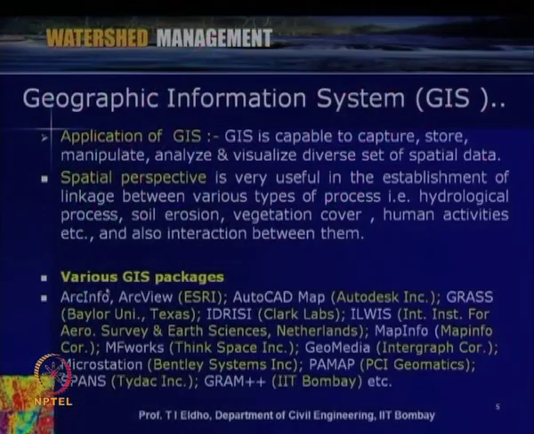For example, how the human interaction takes place within a watershed, or how the vegetation cover is varying. So with respect to the spatial perspective, we can get a lot of information by using GIS. If you look into the literature, various GIS packages are available. Some of the most commonly used packages and the companies which market these products are listed here.